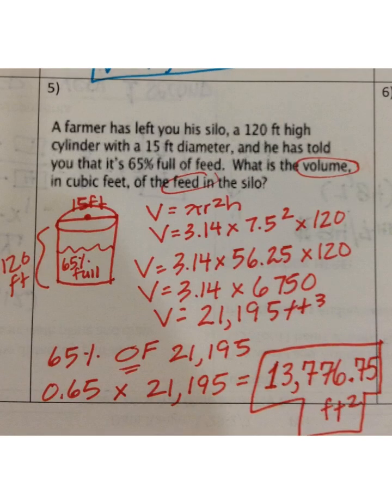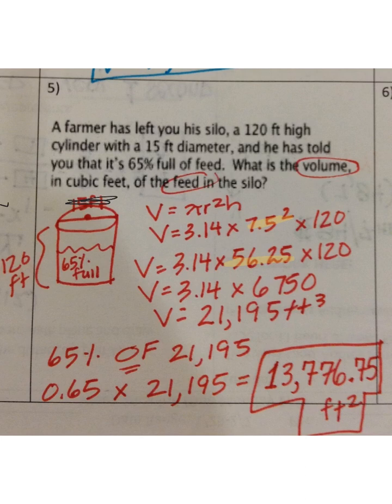Okay, so I started by finding the volume of the cylinder, pi times the radius squared. When I went to substitute my values, notice 15 is the diameter, so I needed to divide that by 2. And when I divide by 2, I get 7.5. So 7.5 times 7.5 is 56.25. I multiplied them all together and I got 21,195 feet cubed.